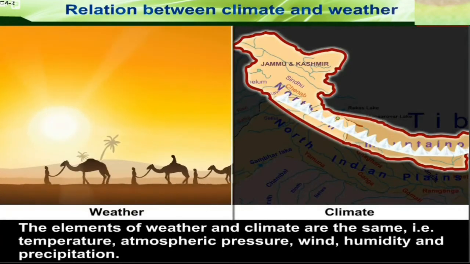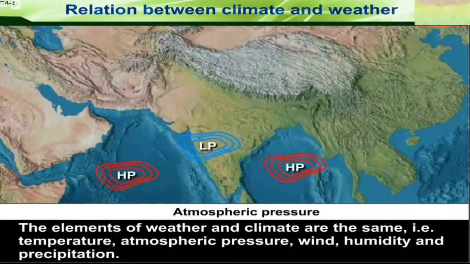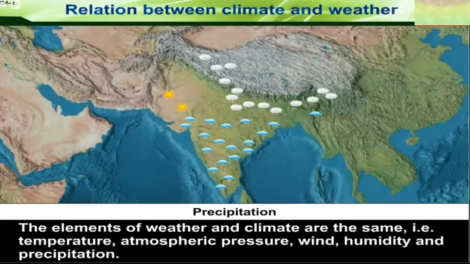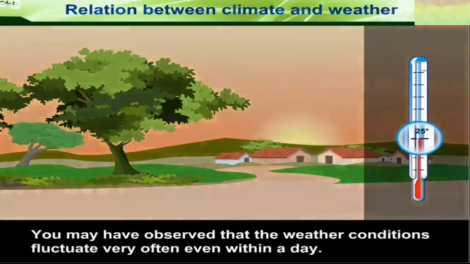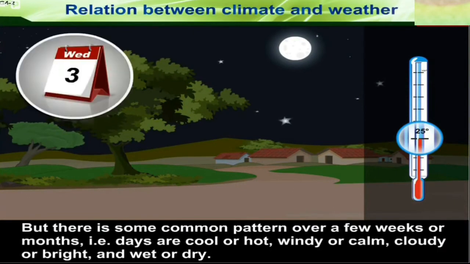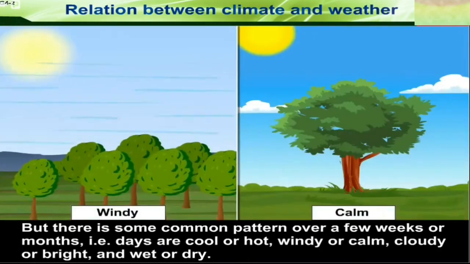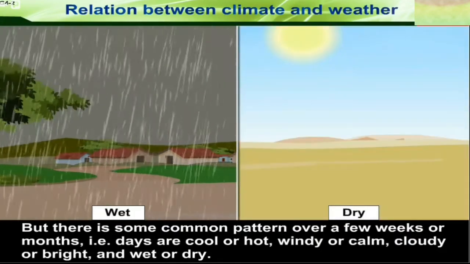Relation between climate and weather. The elements of weather and climate are the same, that is, temperature, atmospheric pressure, wind, humidity, and precipitation. You may have observed that weather conditions fluctuate very often, even within a day. But there are some common patterns over a few weeks or months, that is, days are cool or hot, windy or calm, cloudy or bright, and wet or dry.